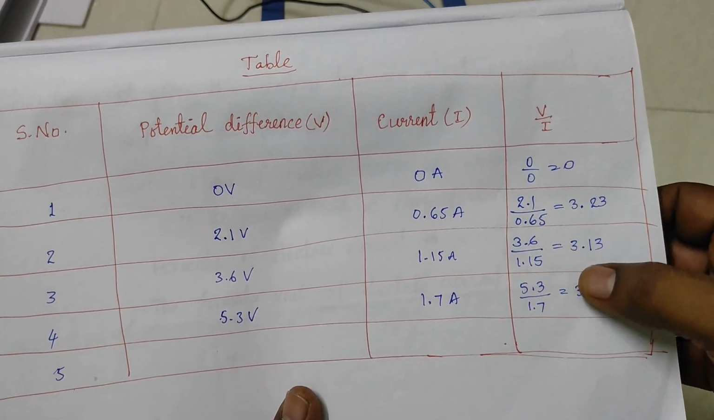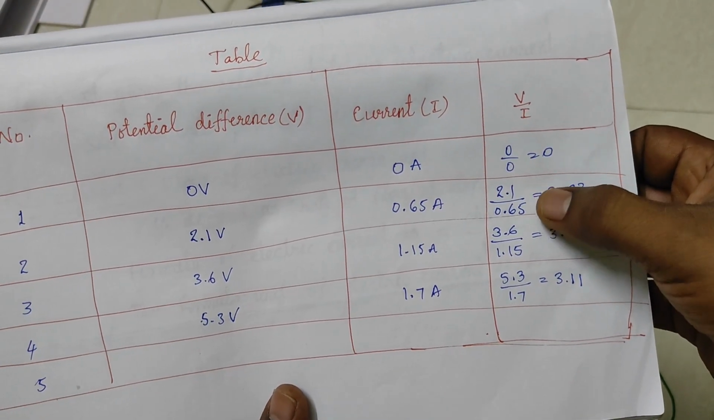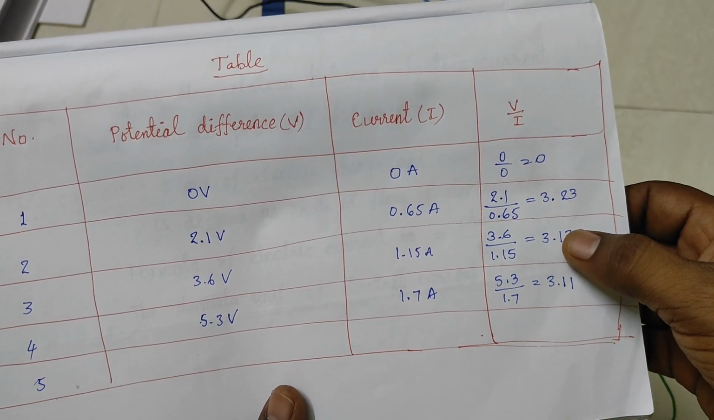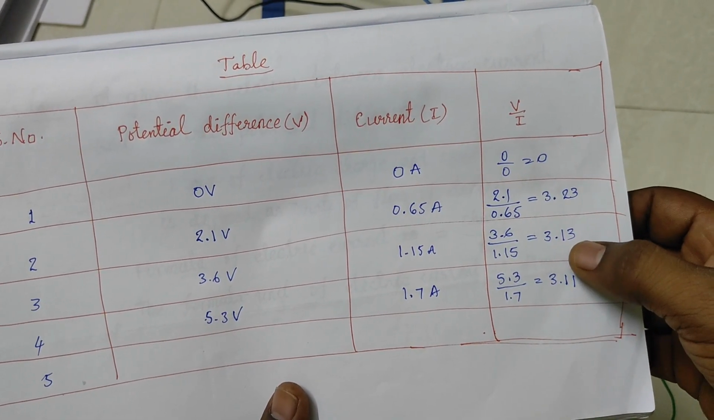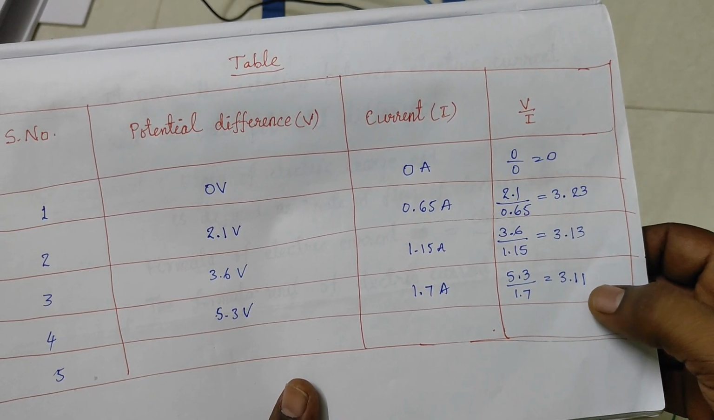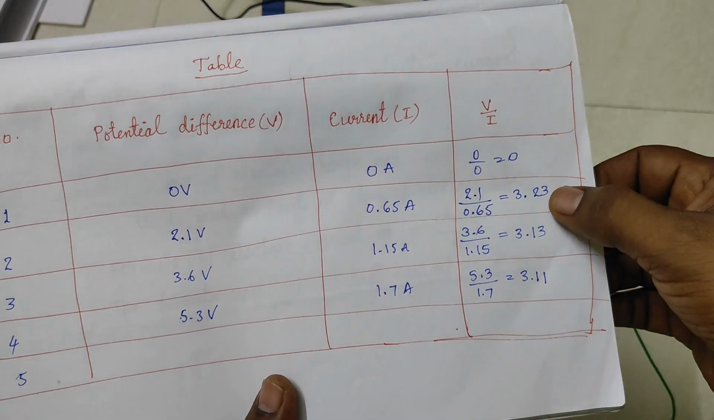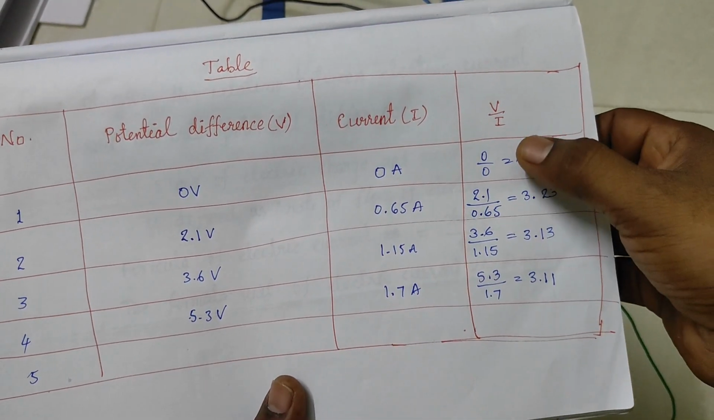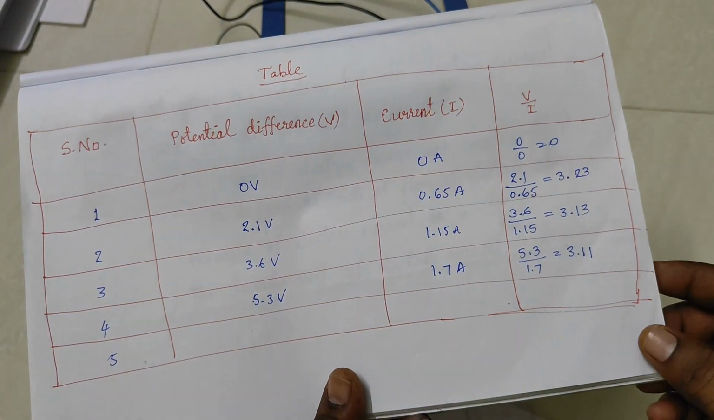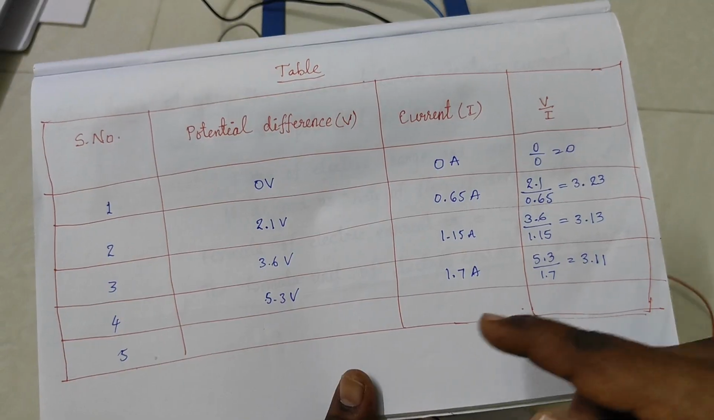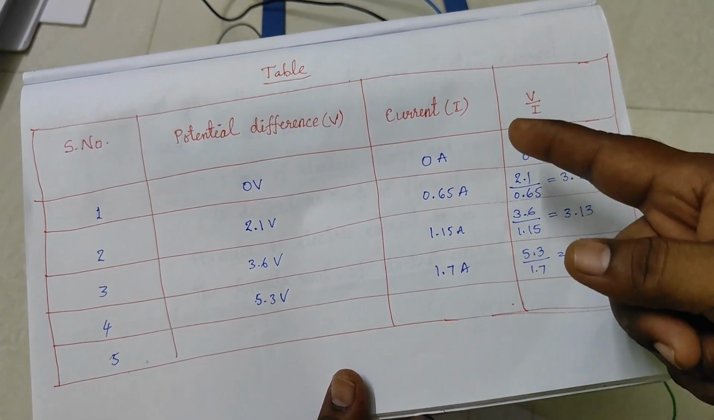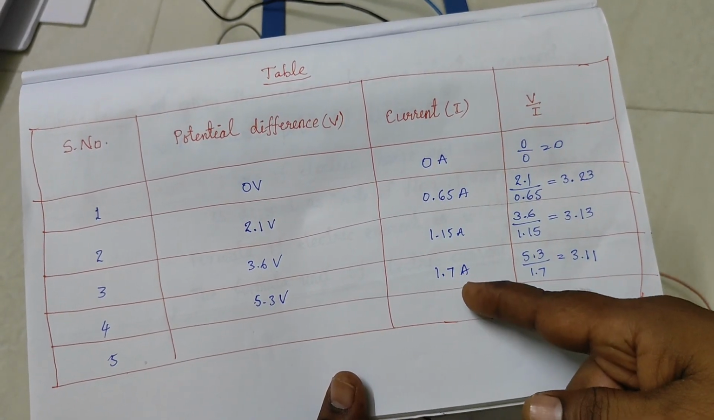Observe the V by I ratio here. 2.1 divided by 0.65 is equal to 3.23. Next, 3.6 divided by 1.15 is equal to 3.13. Next, 5.3 divided by 1.7 is equal to 3.11. So we are getting almost equal values. That means V by I is equal to a constant. So what can we conclude from this table? As the potential difference across the wire increases, the current in the wire also increases.